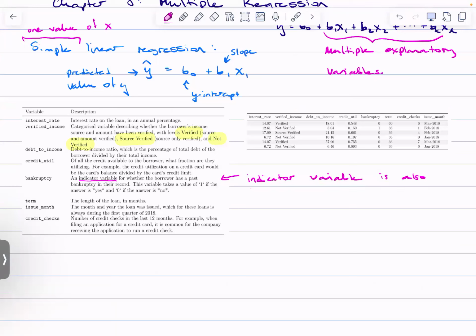And so a dummy variable or an indicator variable only has binary outcomes. And so it's kind of like an on-off switch. 0 is off, 1 is on, or yes and no. And so we have yes or no as our possible levels, right? And so this would translate to a 1 or a 0.